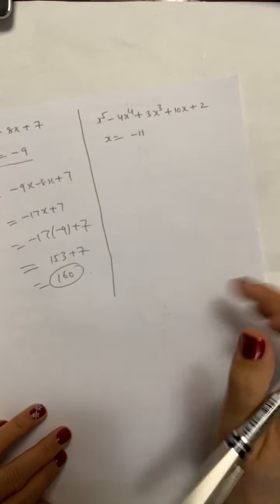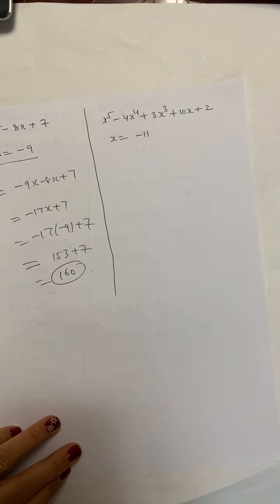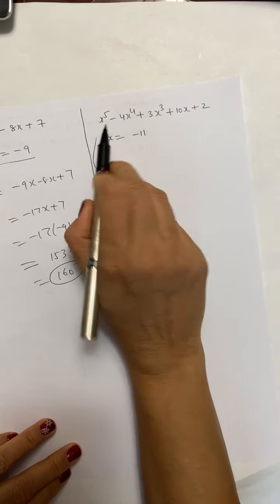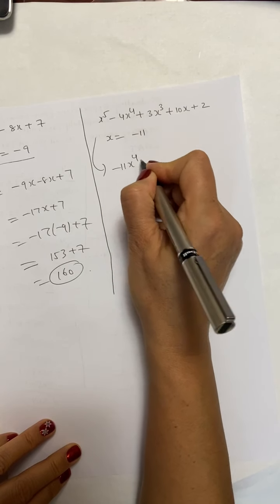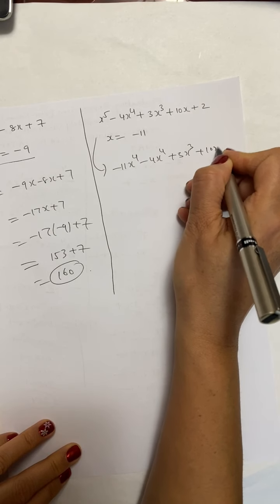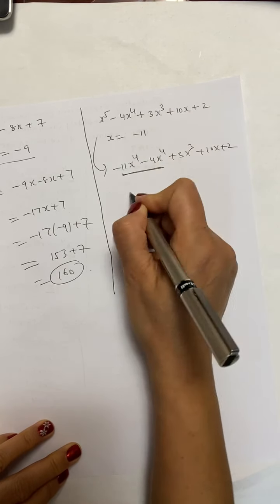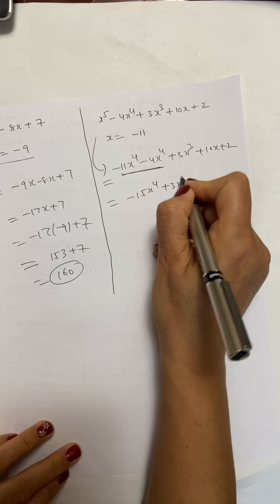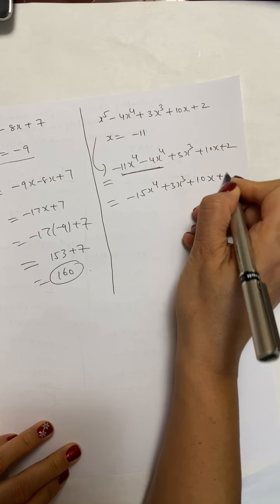Now let's do another one. x is equal to negative 11 here. So again, we start with replacing only one. So negative 11x to the 4 minus 4x to the 4 plus 3x cubed. You have to rewrite everything. Now collecting like terms, negative 15x to the 4 plus 3x cubed plus 10x plus 2.